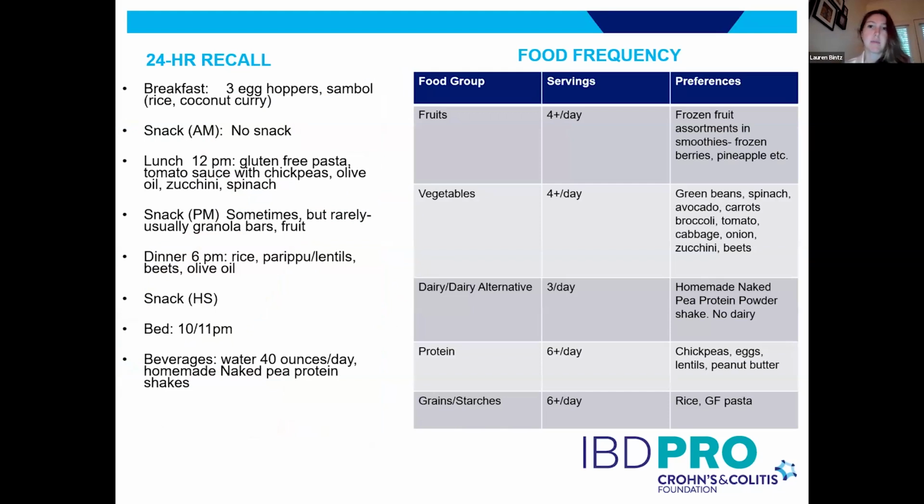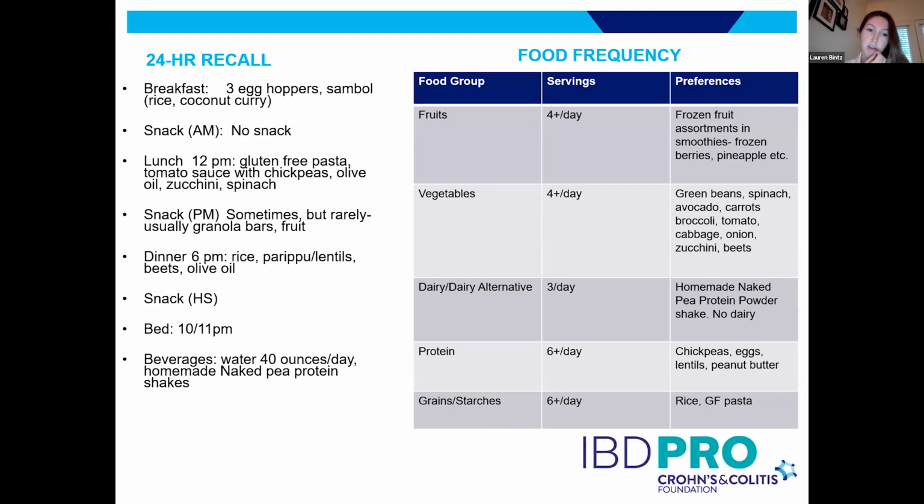And so with this patient, I was able to get a 24-hour recall. The day prior, he had consumed 3 egg hoppers, sambol, which was a combination of rice and coconut curry. He didn't seem to be a big snacker, more of a 3 meals a day kind of person. He had lunch at 12: gluten-free pasta, tomato sauce with chickpeas, olive oil, zucchini, spinach. He noted that he'll sometimes have a granola bar or fruit for snack if he's hungry. Dinner was rice, lentils, beets, olive oil. And he noted that he usually aims to drink around 40 ounces of water a day.